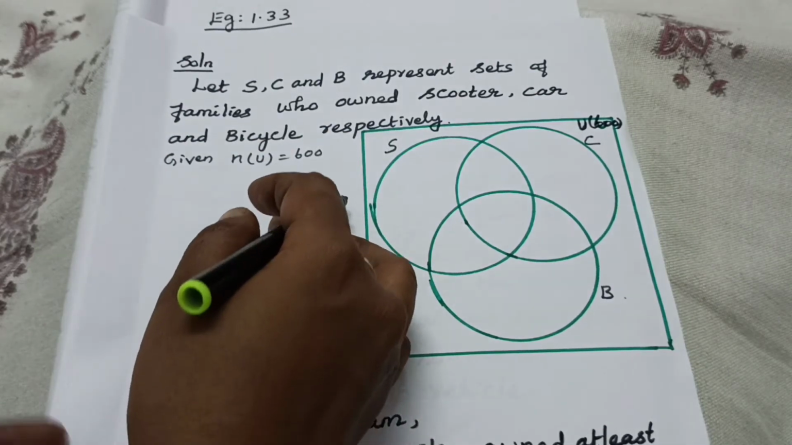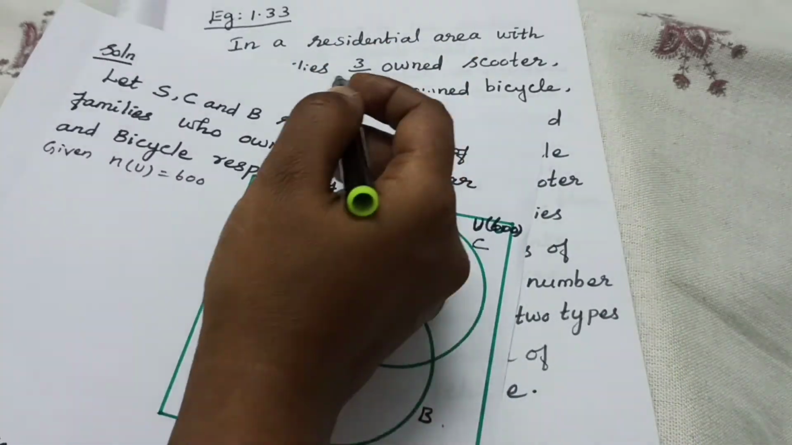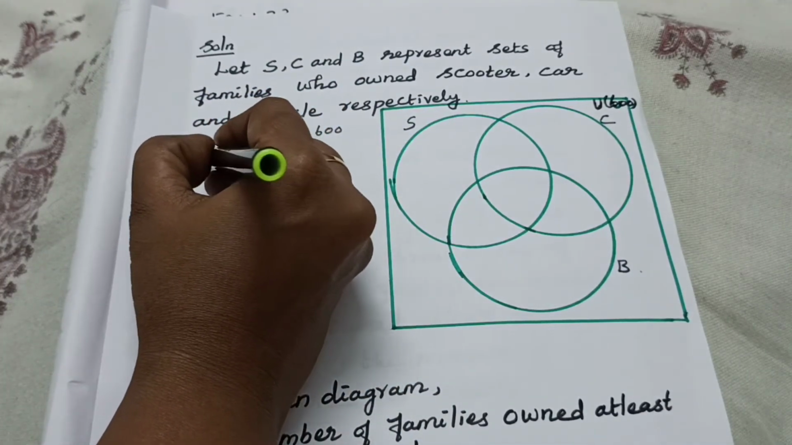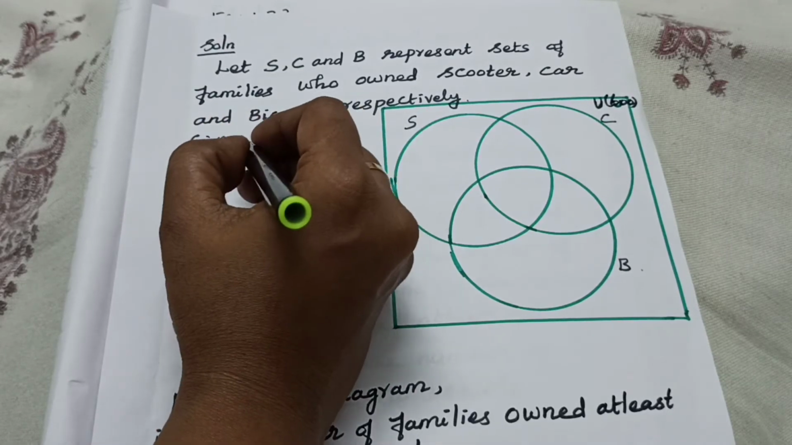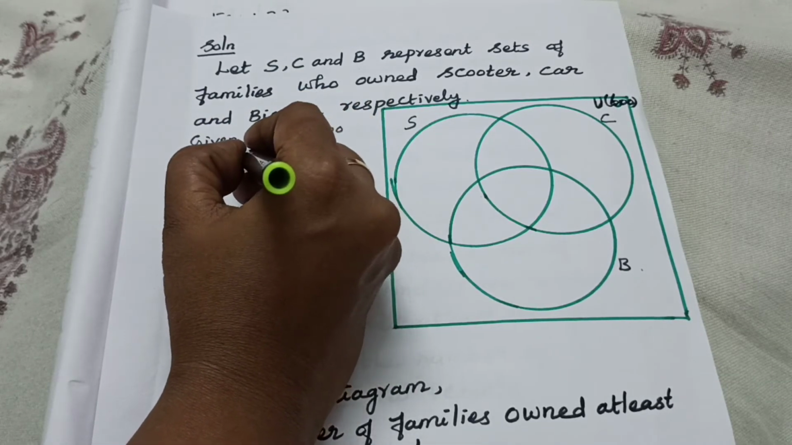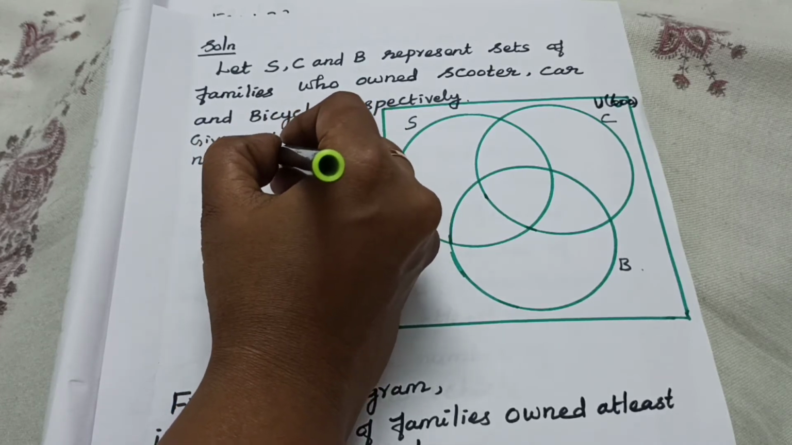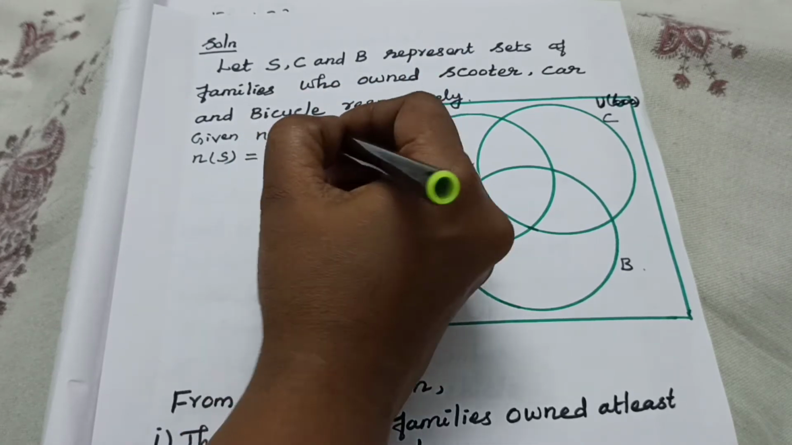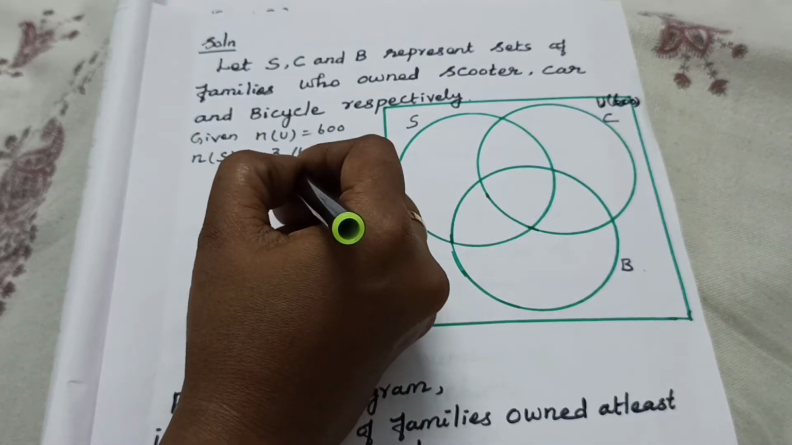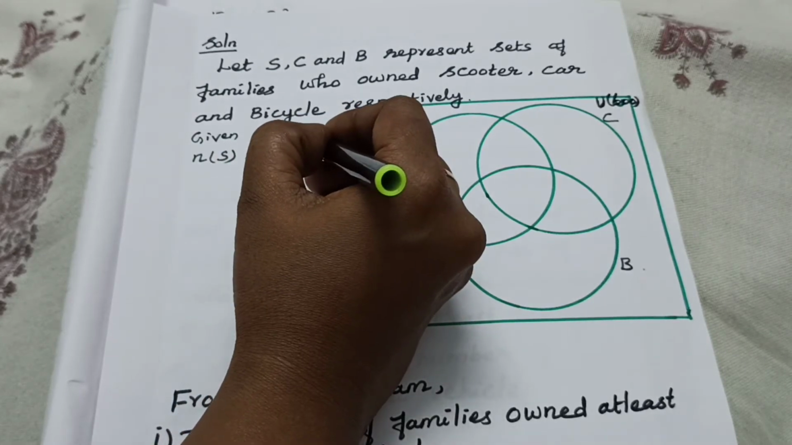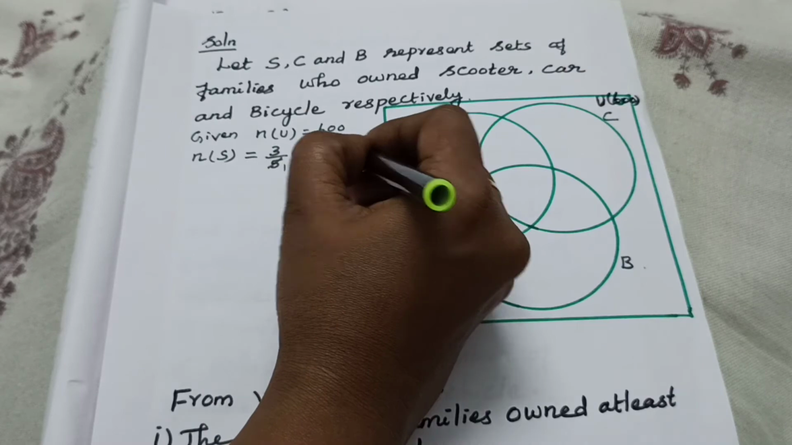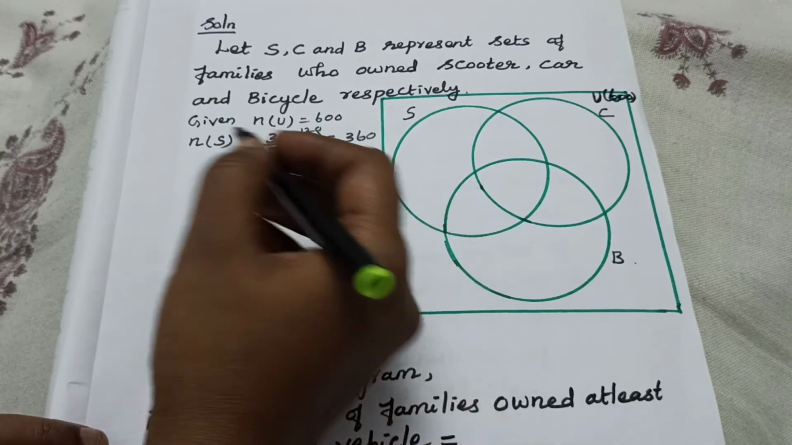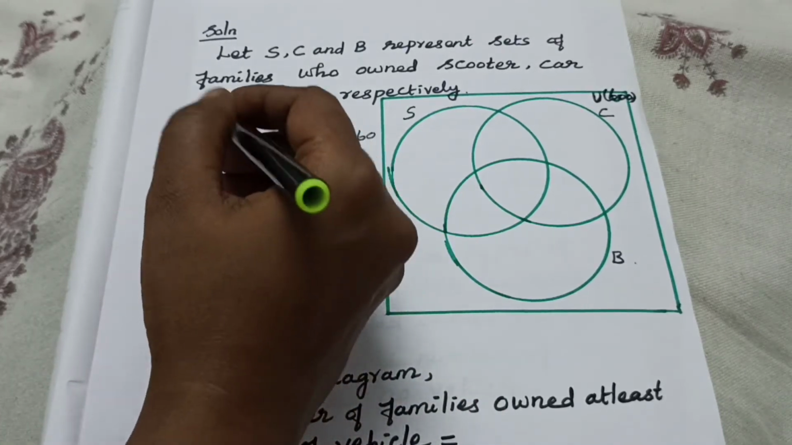Then n of S is also given in fraction form, 3 by 5 of 600. The number of families using scooter is equal to 3 by 5 of 600. Shall we cancel this one? 1 5 is 5, here 1 and then 2 0, equal to 360. Like that we have to find the number of each part, one by one.